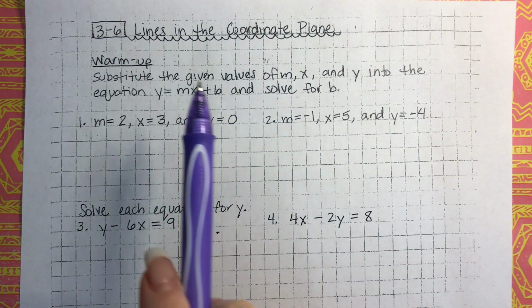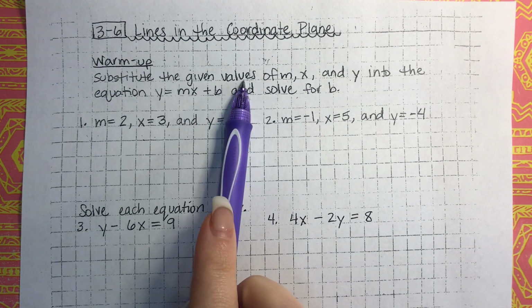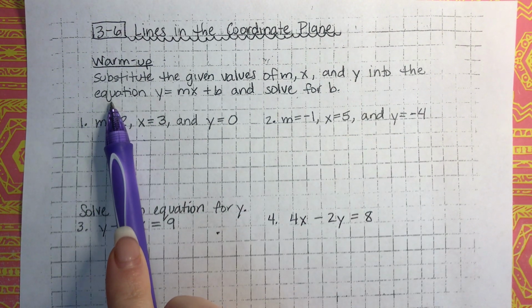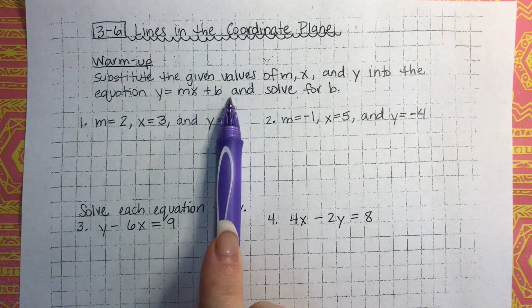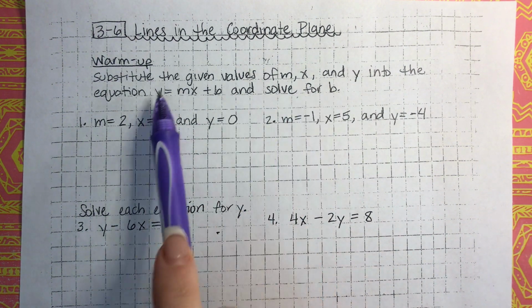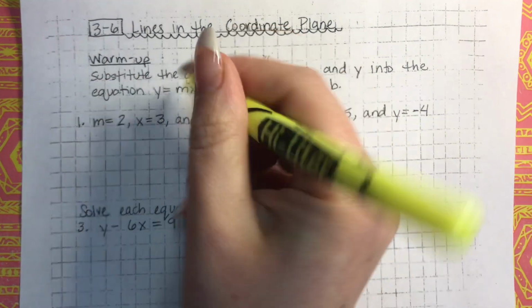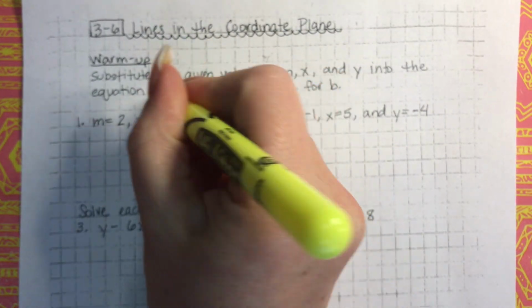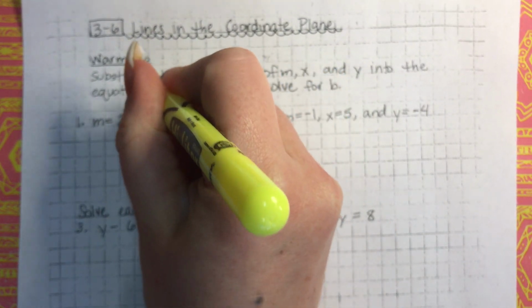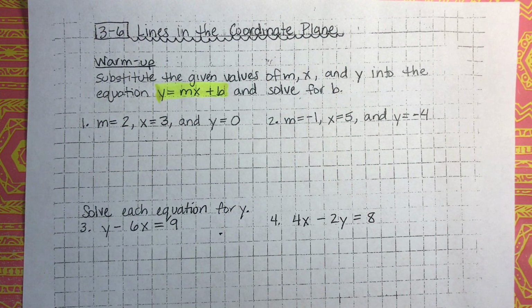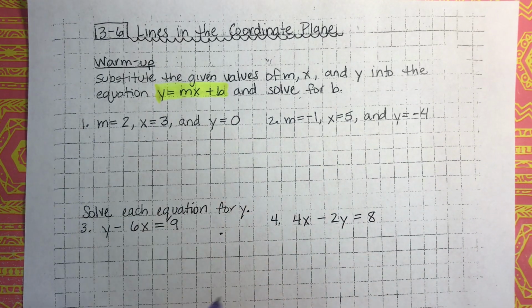For this warm-up, you're going to substitute the given values of m, x, and y into the equation y equals mx plus b, and then solve for b. Y equals mx plus b. This is a special formula. Do you guys remember what this is called? This is a formula that has a slope and a y-intercept. This is called slope-intercept form.